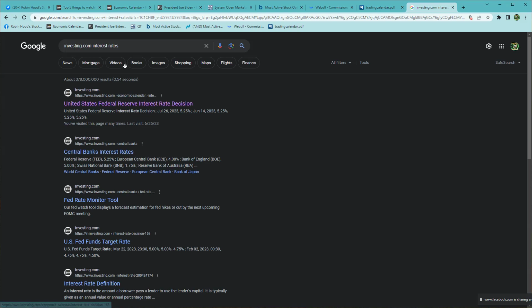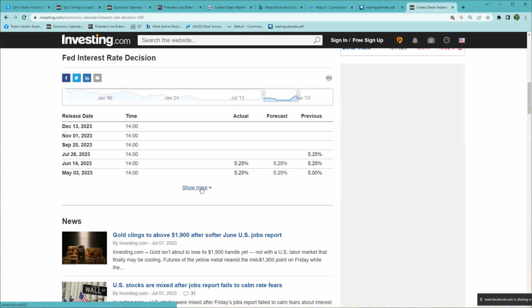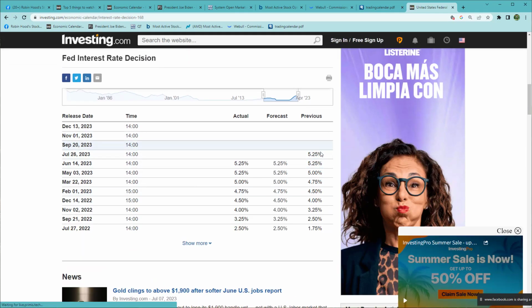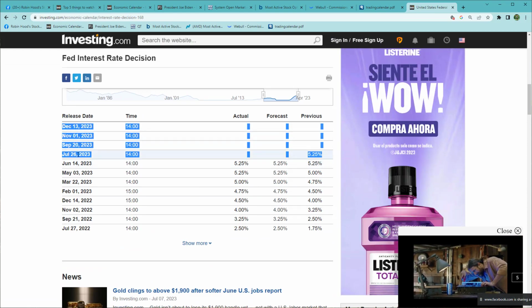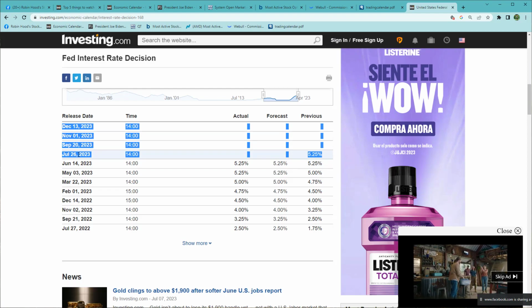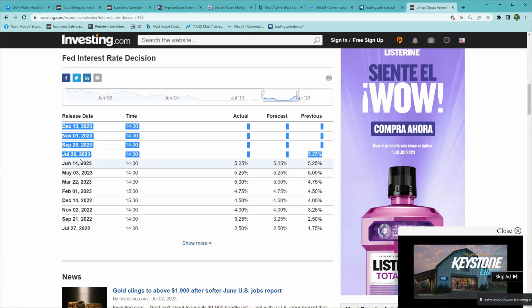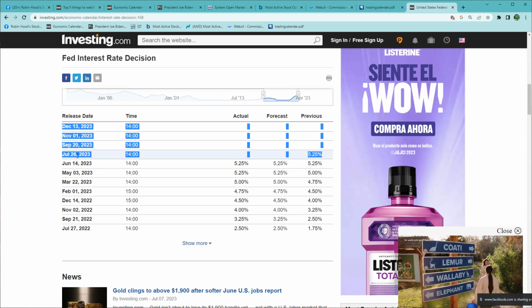When you go to Google, you can just type investing.com interest rates, and it should be the first one that pops up here. As we scroll down, we can see the remaining schedule for this year. And as we can see, we have 4 more interest rate decision meetings, though these meetings don't necessarily mean that they're going to increase interest rates, but it definitely means that they're going to talk about it. And we anticipate that they'll probably have at least 2 more interest rate hikes before the end of the year.